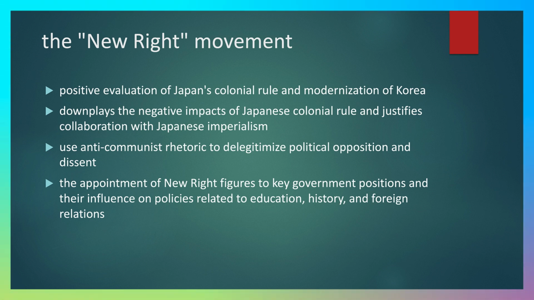Their enemy is all just communist. They consider it that way, right? And this appointment of New Right figures to key government positions has a lot of implications, right? For example, history textbooks, not only in Japan, some Japanese textbooks were criticized that they're not acknowledging what they did wrong during the wartime, right?